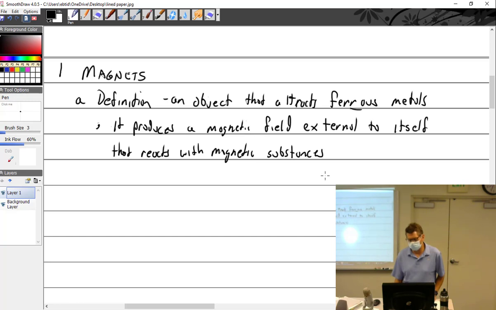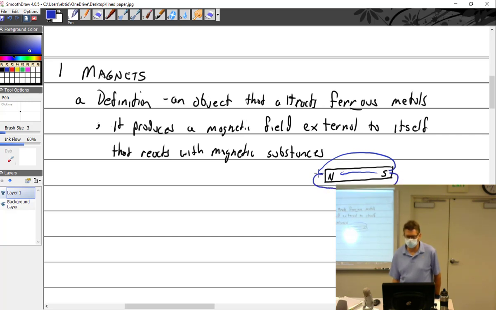I got that out of a book, but then I read this. So if I took a magnet, we'll call it a bar magnet here, you're always going to have a north and a south end to every magnet. And within the magnet, the lines of flux would flow this way. They would get to the north, come out and go around to the south. They want to take the path of least resistance, but magnetic lines of flux never cross themselves. They always build up like that around it. So that would make sense, producing a magnetic field external to itself.